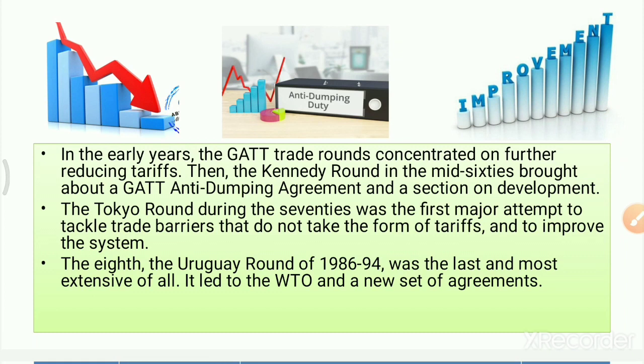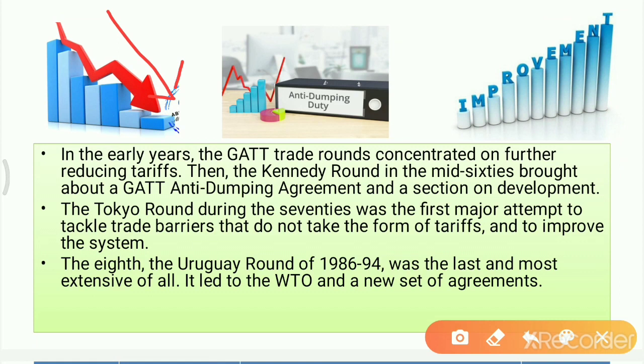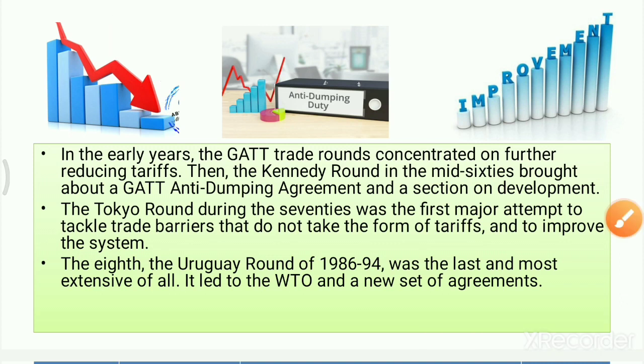Just look at this slide. As there was reduction in the tariff on trade, there was an increase in trade. As there was an increase in trade, it resulted in a lot of disputes, and GATT failed to resolve the disputes. Again, from 1986 to 1994, one long meeting took place. So it led to the formation of WTO.